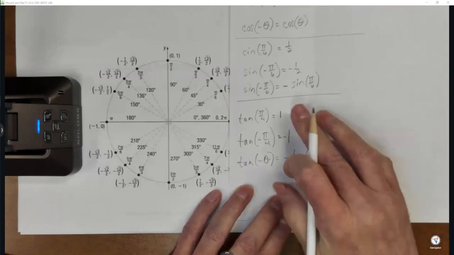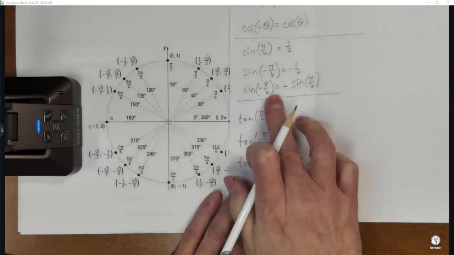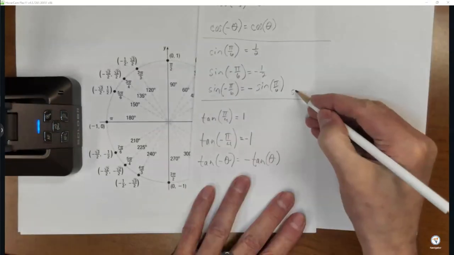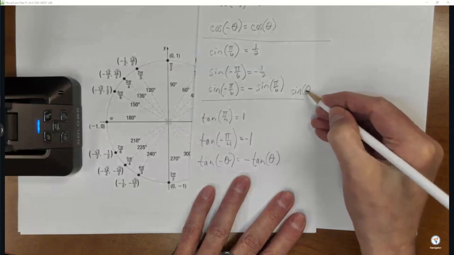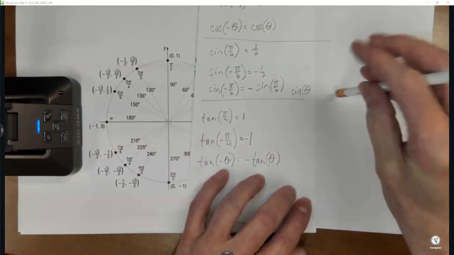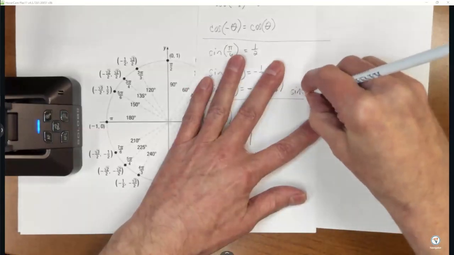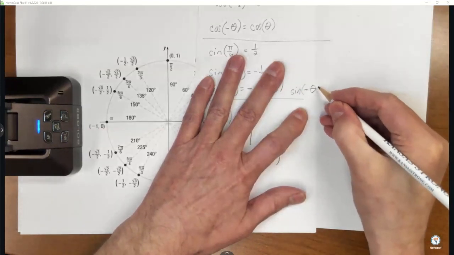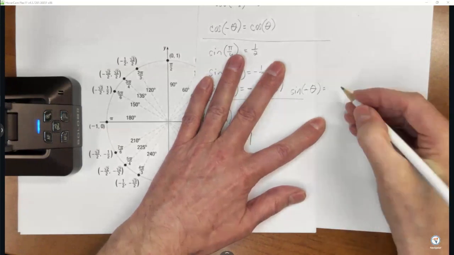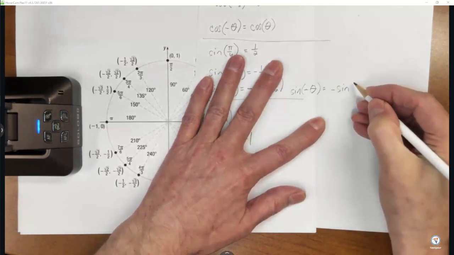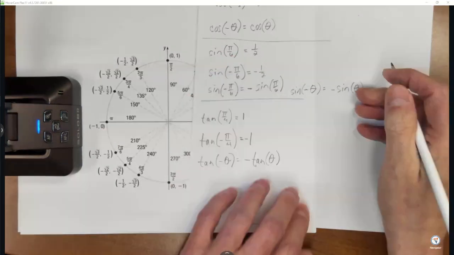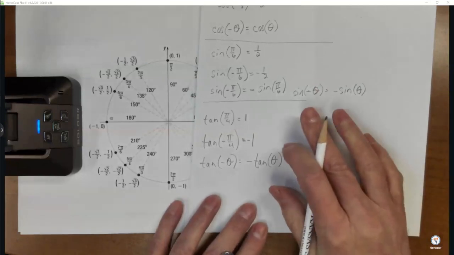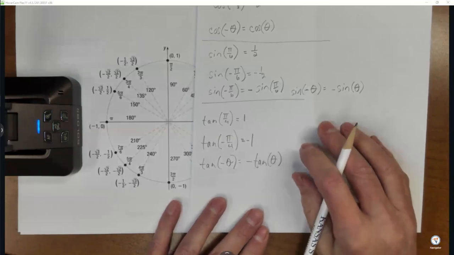Okay, and so for sine, we got that same thing. Generally, I locked it into this one angle, but if we look carefully, we can see that the sine of the negative of any angle is equal to a negative of the sine of that angle. Okay. All right, so we can use these identities and do substitutions.